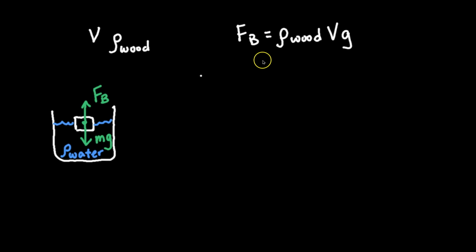Now that we know the buoyant force, we can ask another question. How much of this wood is submerged? More specifically, what is the fraction of the volume of the wood that is submerged? To answer this question, we can use Archimedes' principle, which states that the buoyant force is equal to the weight of the displaced water. So what is the weight of the displaced water?